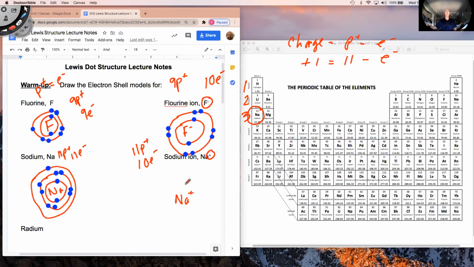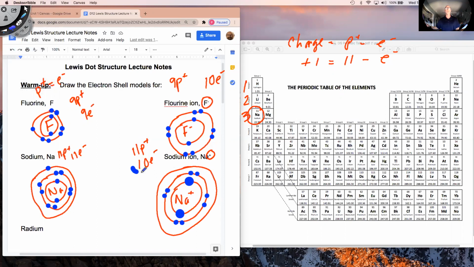We're still on the third shell. There's 2, and then here's our third shell. So let's draw in our electrons. We have 10 electrons. There's 1, 2, then 3, 4, 5, 6, 7, 8, 9, 10, because we have 10 electrons right here. That's it. We're done with our electrons.